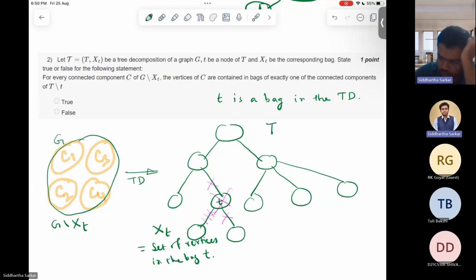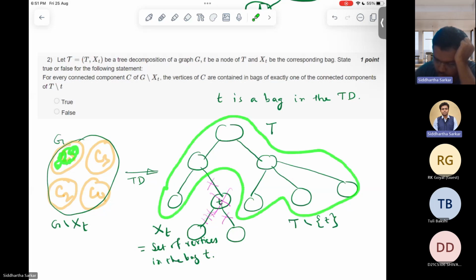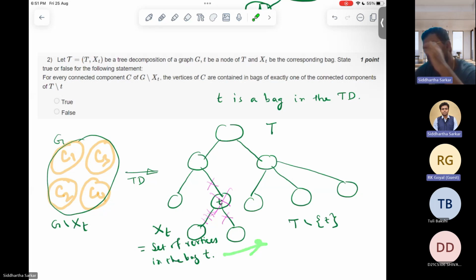So you are looking at connected components in the tree decomposition after removal of T, and you're also looking at the connected components in the original graph after removal of X_T. So the claim is, for every vertex in one connected component in the reduced graph, all the vertices within this connected component are lying in only one connected component in the corresponding tree decomposition also.